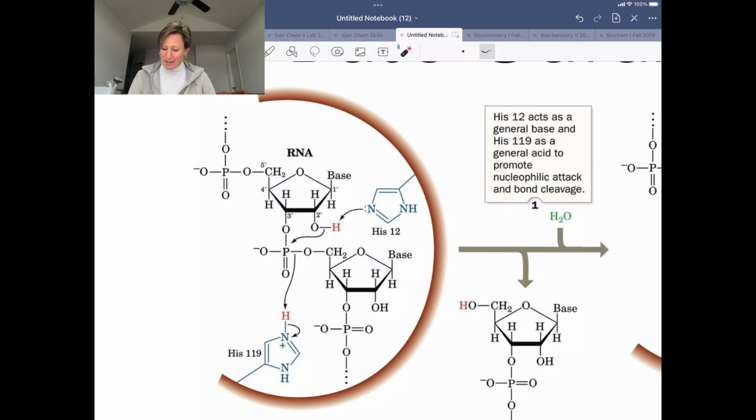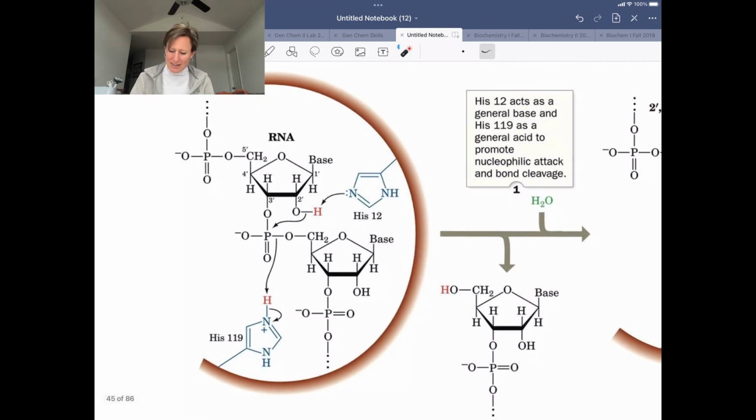Think about what we've done. We've done chemistry in the substrate. We broke this phosphodiester bond, but we haven't yet involved water. It's coming onto the scene, and we haven't regenerated our enzyme active site. Look at what we look like here. This histidine 12, to be active, needs to be deprotonated. This histidine 119 needs to be protonated.